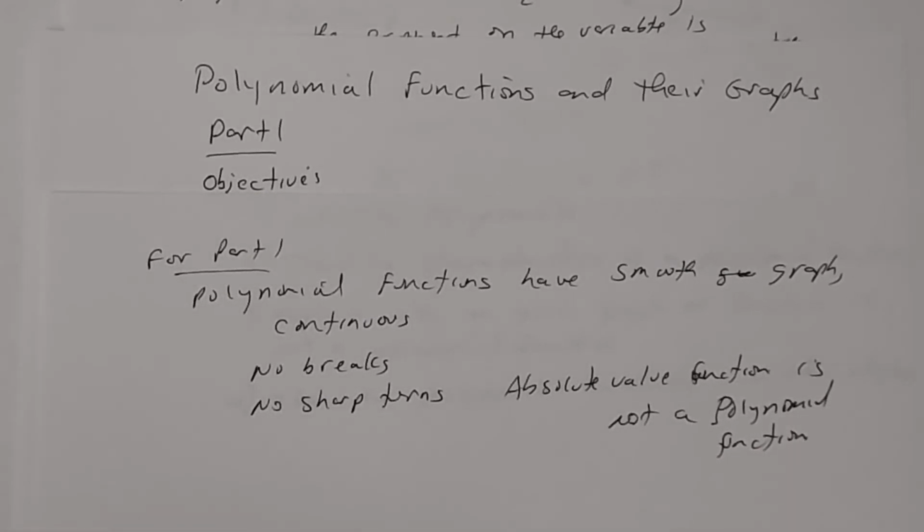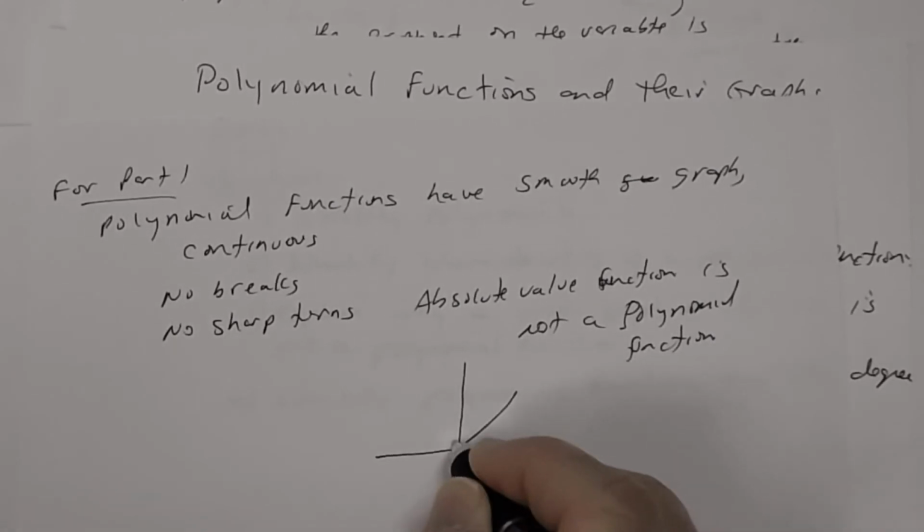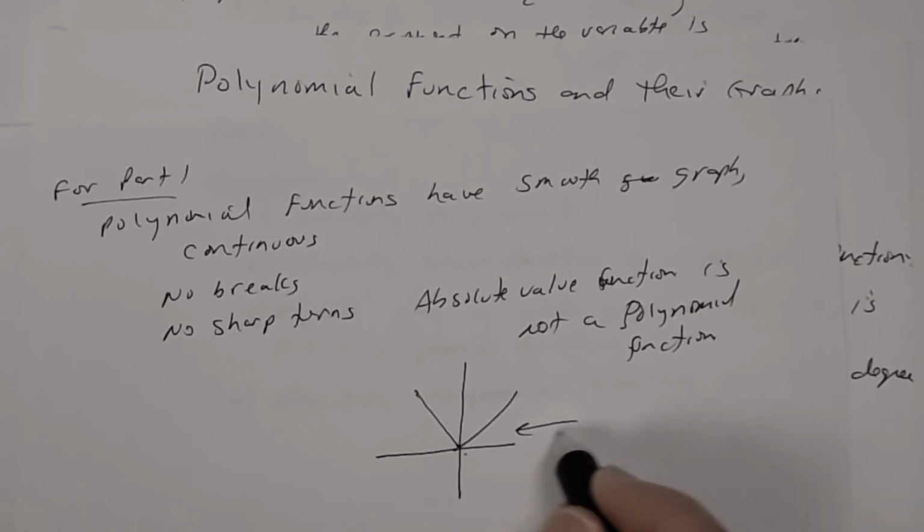Because if you look at the graph of the absolute value function, you have this sharp turn. So it's kind of like when you go from left to right, you go here, and then all of a sudden you make a sharp turn and you go back up. So you have this sharp turn right here.